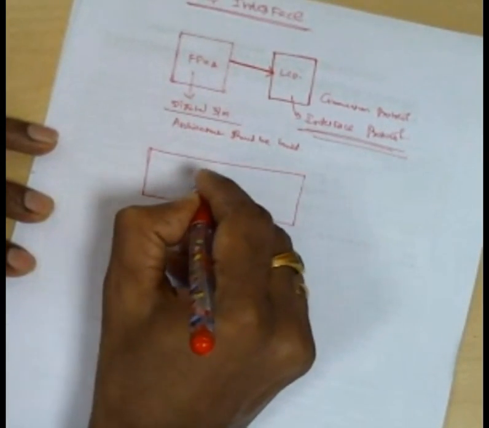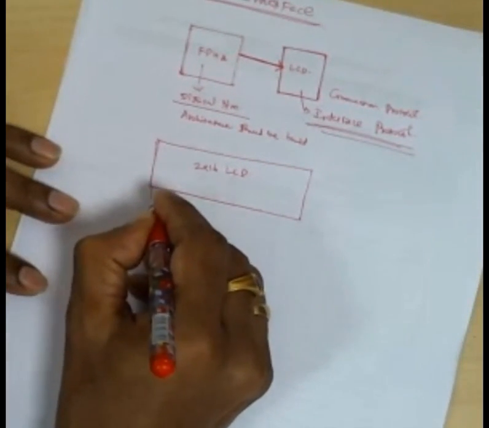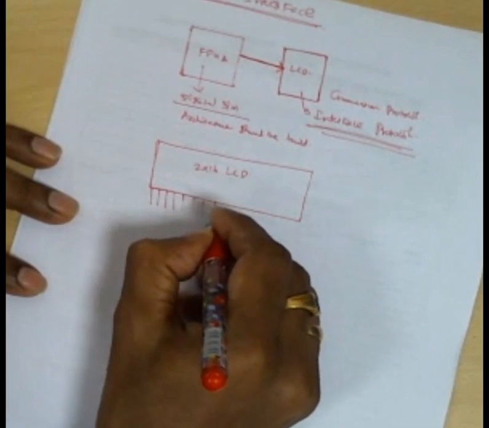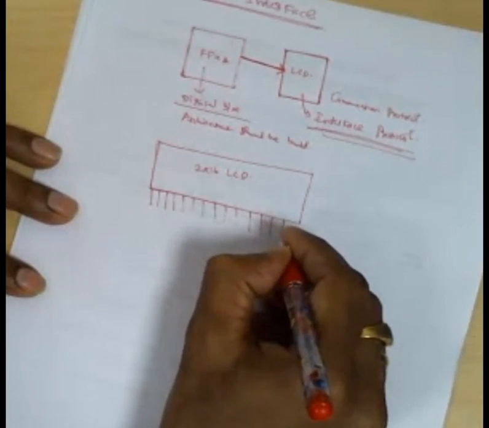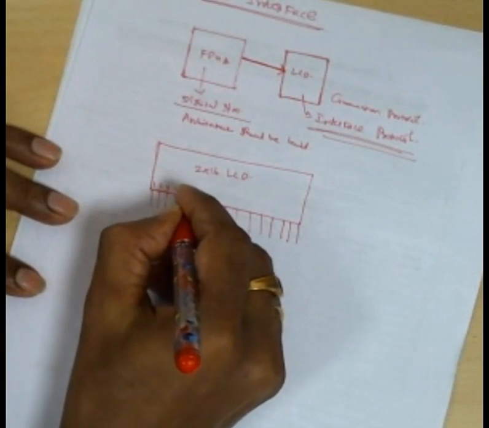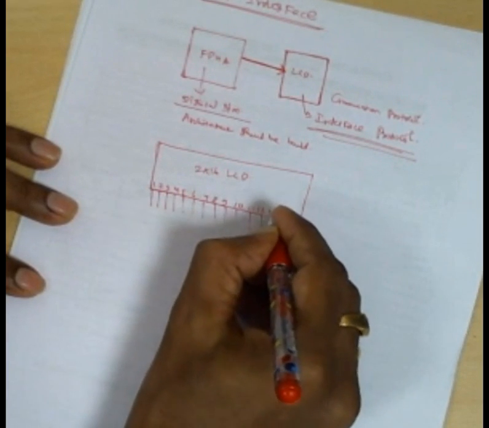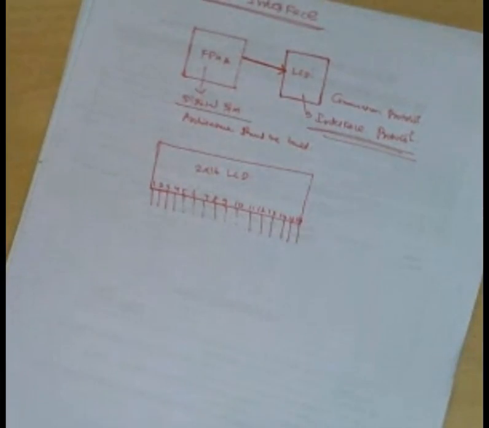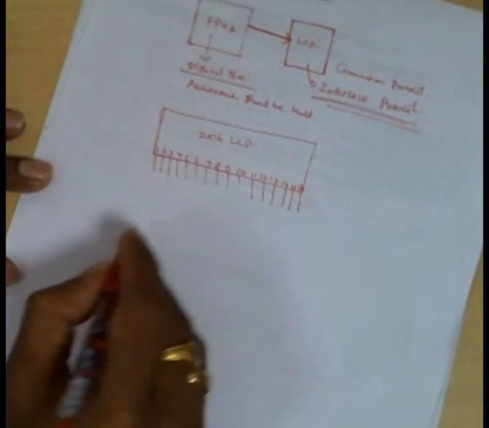This is an LCD, maybe a 2 by 16 LCD. There are 16 pins, I told you, no? 1, 2, 3, 4, 5, 6, 7, 8, 9, 10, 11, 12, 13, 14, 15, 16. There are 16 pins now, right? Our master is somewhere sitting here. Our FPGA is sitting here now.